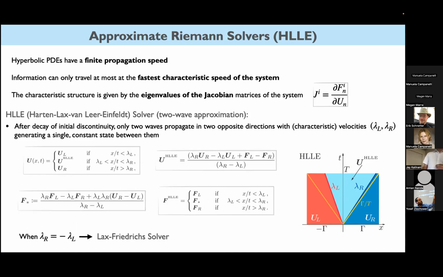Using that, you can compute your state vector U_HLLE, as well as your fluxes F_HLLE at this discontinuity. A simplified version is when you assume that the speed of your right-going wave is the negative of the speed of the left-going wave, and you get a simpler solver, which is called the Lax-Friedrichs one.